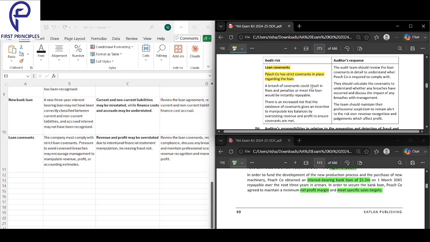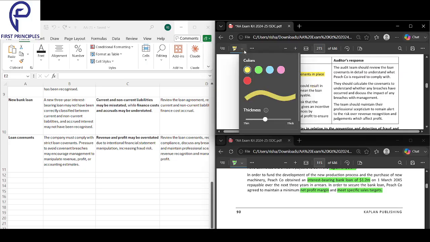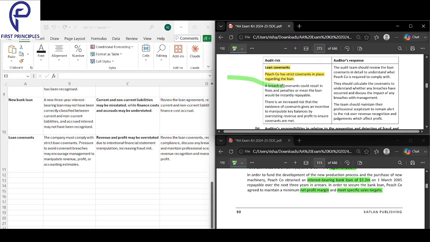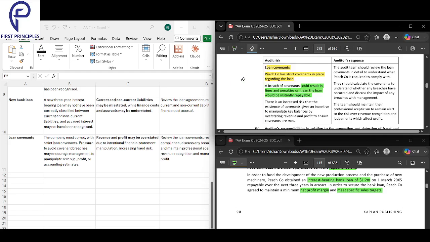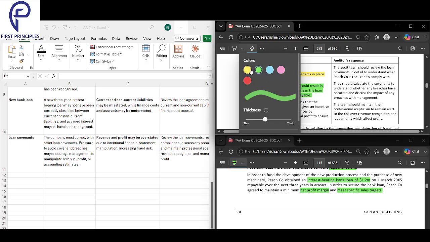If you breach it, you may have to do the repayment instantly or give some fine or penalty. If the conditions have been breached, the risk is that you will have to repay the loan immediately. A breach of covenants could result in fines or penalties or mean that the loan should be instantly repayable.